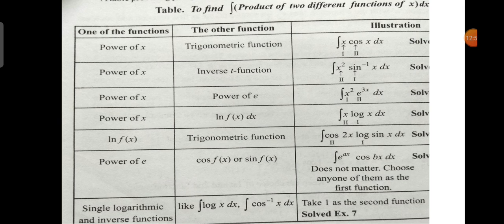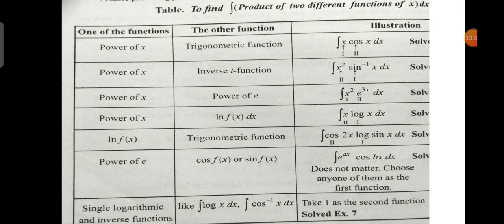And next is also illustrated to make it easy, so that problems are not difficult. This is given to find the integral of the product of two different functions of x into dx. A table is given. If you have to apply integration by parts, there should be two functions. The first column is the type of the first function. Second is the other function, which can be of any type.